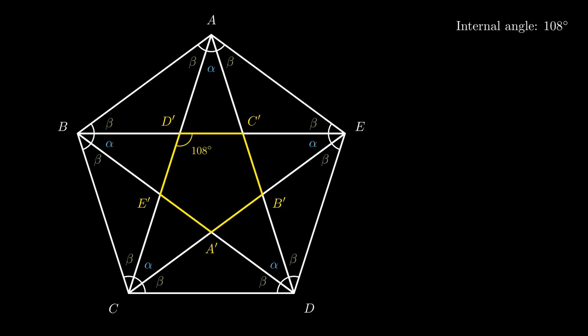From this, we can deduce that the base angles of the isosceles triangle AD'C' equal 72 degrees, and hence the remaining angle alpha equals 36 degrees.